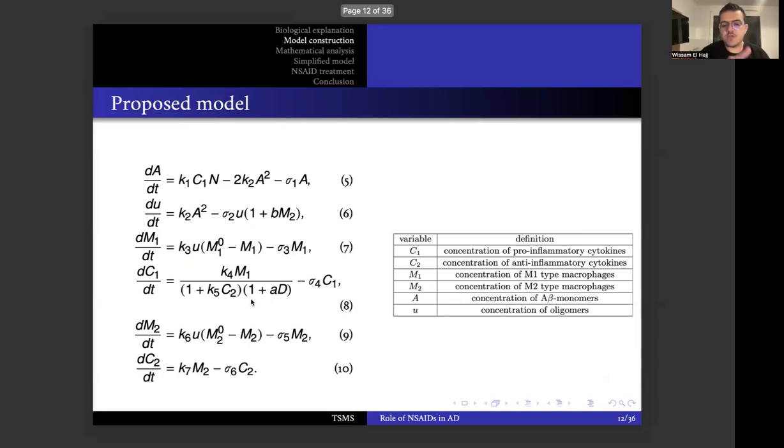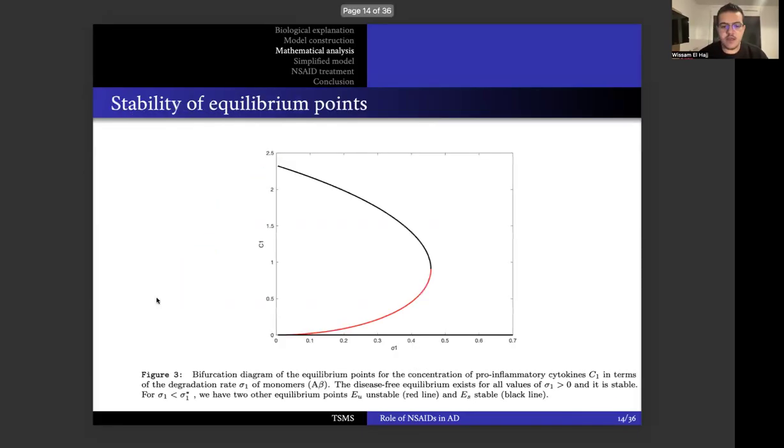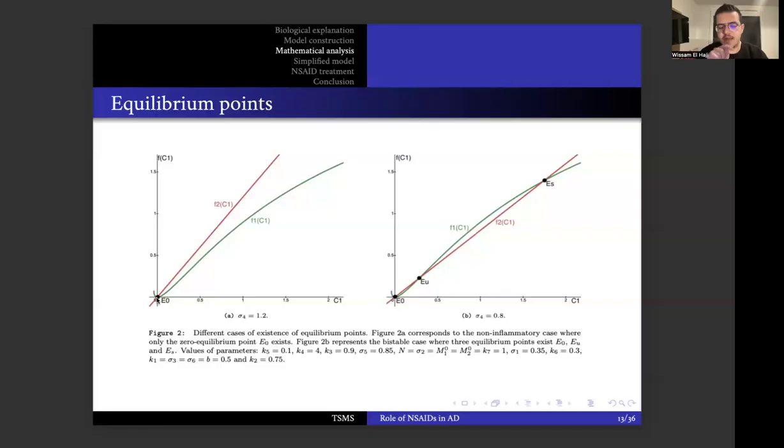The first thing to do is to study the stationary points of this model, because it's an ODE system. We set all the left-hand sides equal to 0 and solve for the stationary points, or equilibrium points. We either have a case with one equilibrium point, E0, that is always stable. We can do it analytically; it can be shown that it is always stable.